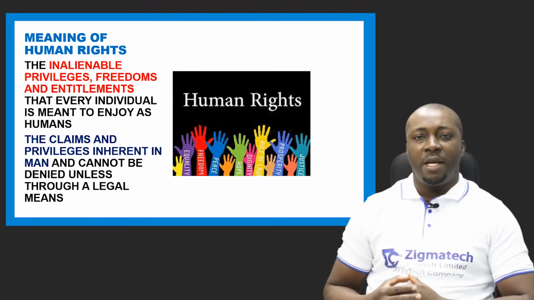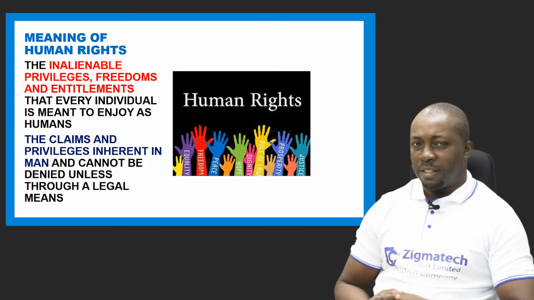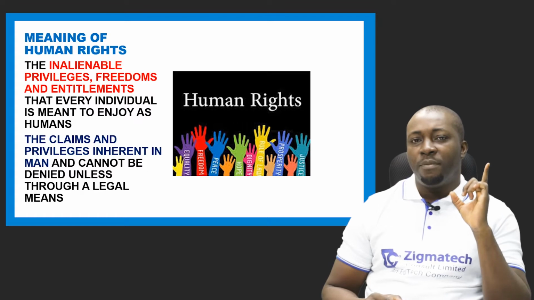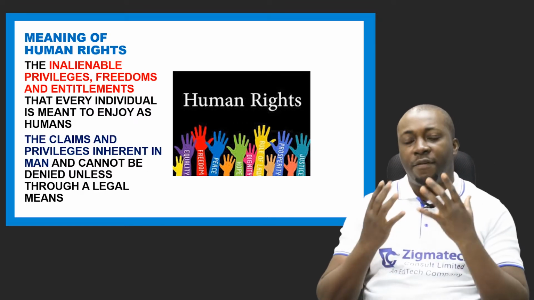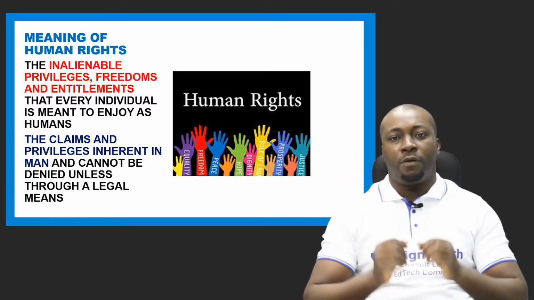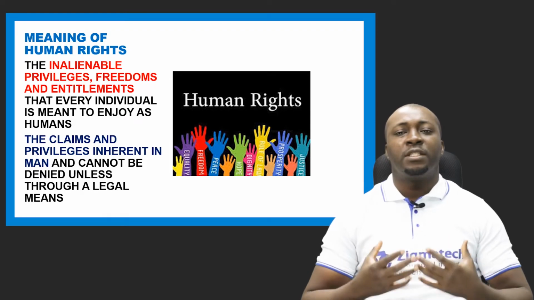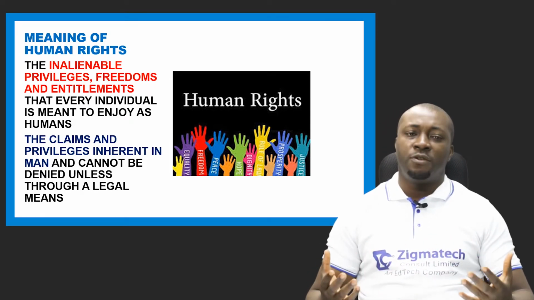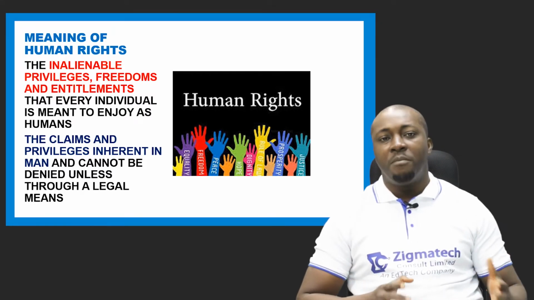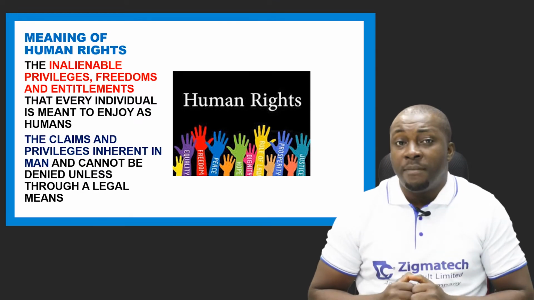Now, these are the things we are going to look at in this lesson. Let's start with the meaning of human rights, what we refer to as human rights. Human rights are those inalienable privileges, freedoms, and entitlements that every individual is meant to enjoy as human. So there are those natural entitlements, privileges, liberties that everybody must enjoy simply because we are human beings.